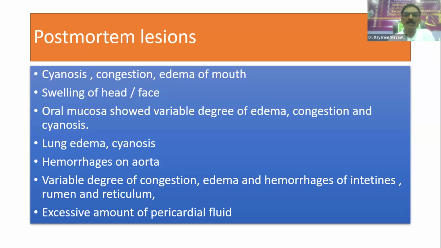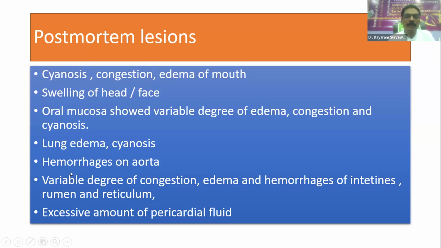So postmortem lesions mostly comprise cyanosis, congestion, and edema of the mouth cavity, and swelling of the head and face. Oral mucosa will show a variable degree of edema, congestion, and cyanosis. Lung edema is a consistent finding. Cyanosis of the lung is also a consistent finding. Whether or not we get a cyanotic tongue, we must get lung edema and cyanosis of the lung. Hemorrhages on the aorta are also a pathognomonic lesion.